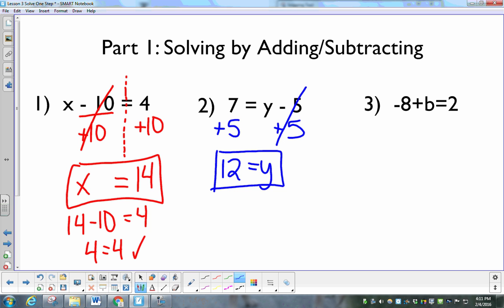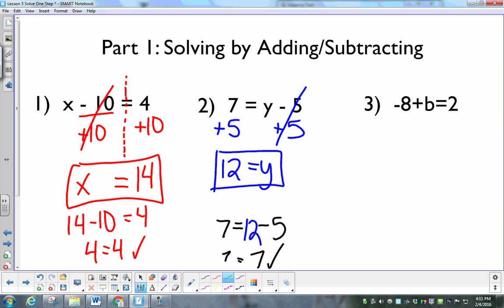So now we want to go ahead and check it. So I'm going to rewrite my equation up here. I'll put it in different colors. So 7 equals y, which I think is 12, minus 5. Well, 12 minus 5 is 7, and 7 is 7, so it worked.